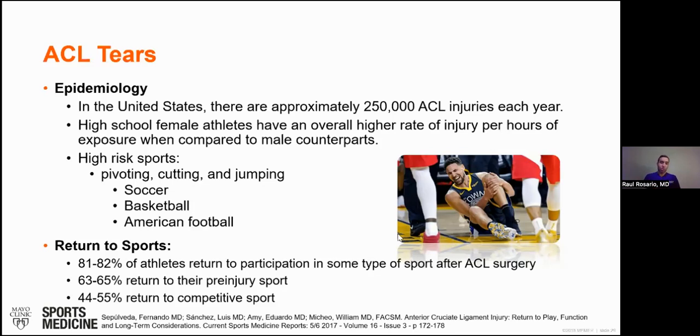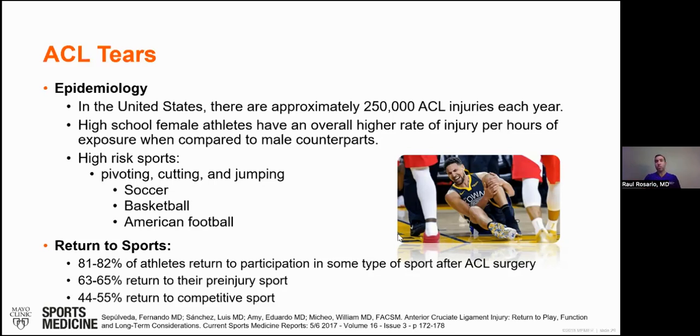The return to sports: approximately 80% return to participation in some type of sports after ACL. That means that they return to any sports, not necessarily the same one. 60% return to the pre-injury sports, so only 60% came back to basketball, for example, and less than 50% return to the same level of sports. So it's a big injury that can affect your performance.